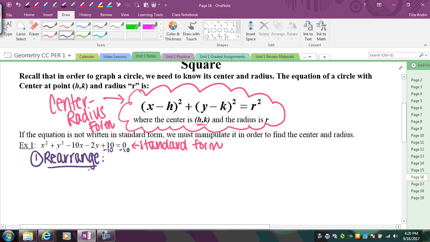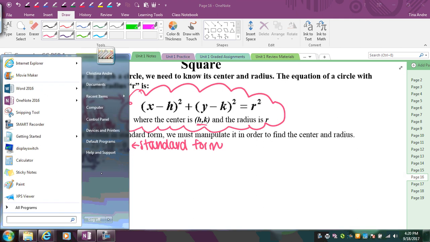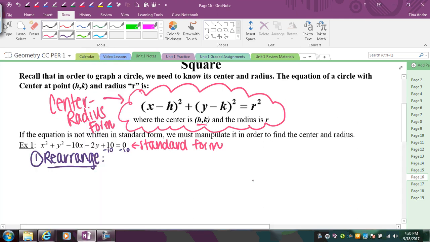Also in my rearrange step, I'm going to group any terms, my x's together, my y's together. They're not really like terms, but I'm going to group my like variables together. So I'm going to have my x squared and my minus 10x go together. Then I'm going to put this little box here, this little rectangle, because that means I'm going to have to add something there. I'm doing that as a placeholder. And then I'm going to do the same thing with my y's. So it's going to be y squared minus 2y.